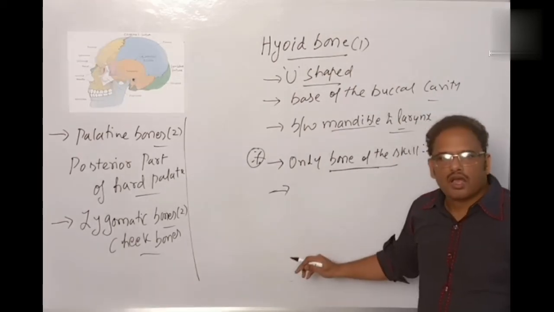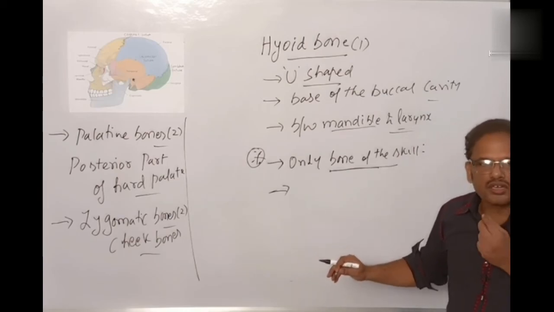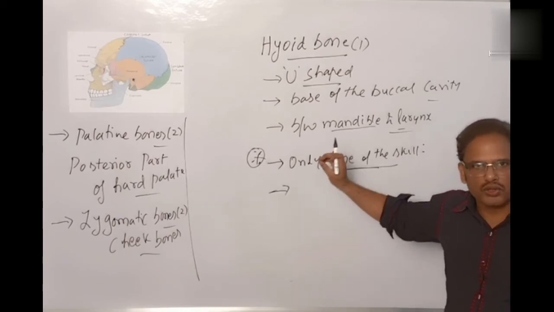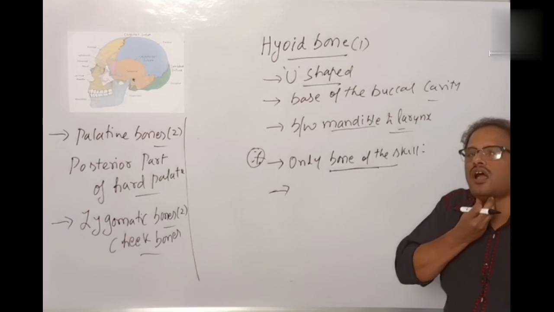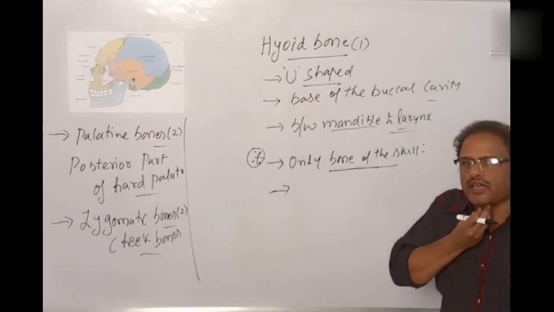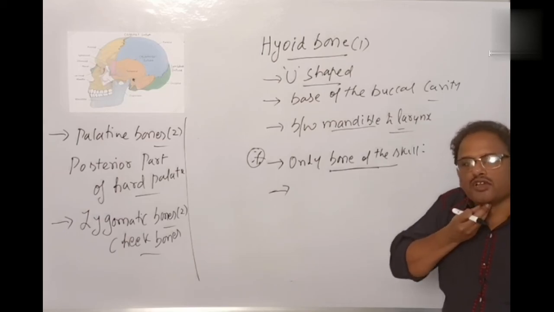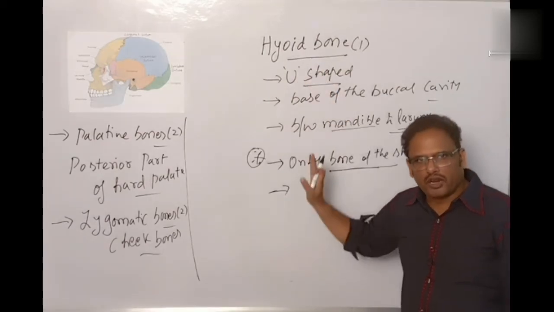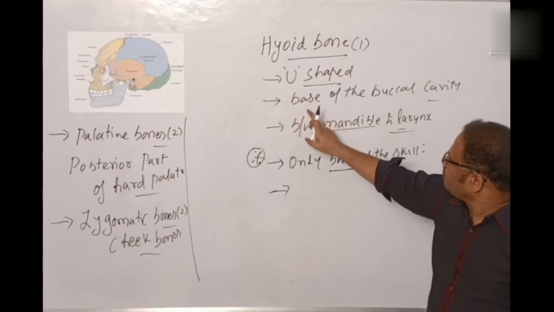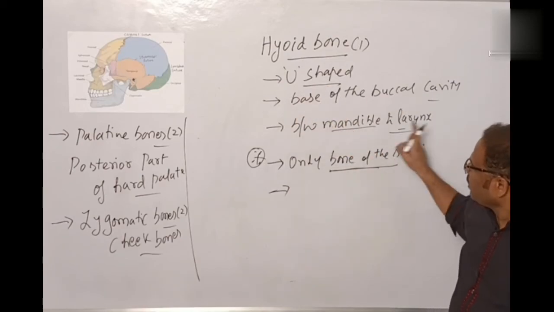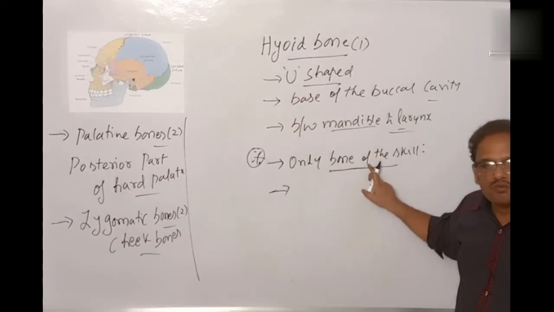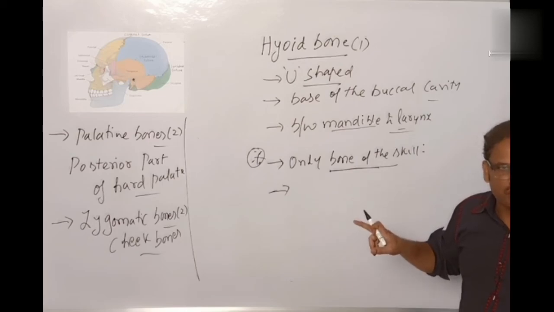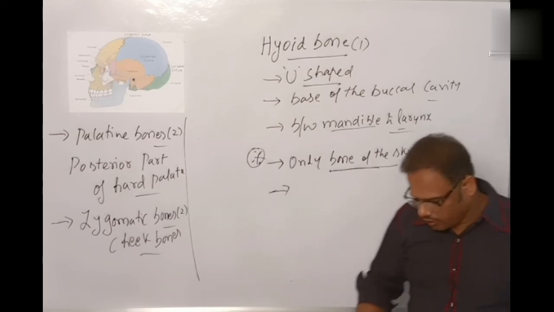And it gives anchorage and support to the tongue. Anchorage and support to the tongue. See here, here is a hyoid bone and the bony support is given to the tongue. That's the function of the hyoid bone. Getting the point, all of the students? U-shaped, base of the buccal cavity between the mandible and larynx, only bone of the skull which is not attached to any other bone. Okay, students. That's the hyoid bone.